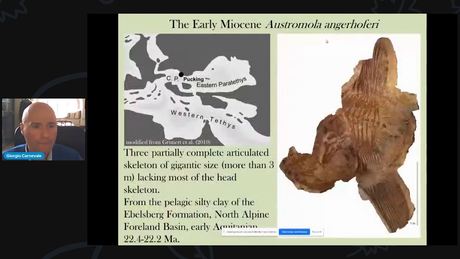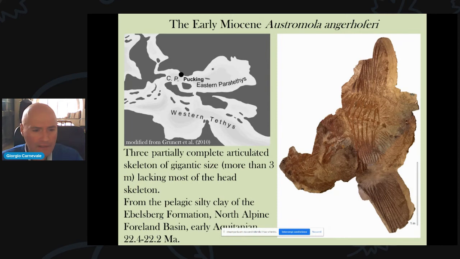this genus. One of the most interesting Miocene fossils of the family Molidae is Ostromola angerophere, discovered in Austria in the beginning of the 2000s near the city of Pugging in the pelagic silty clay of the Ebelsberg Formation, in early Aquitanian deposits, so really at the beginning of the Miocene. And this species is documented by three partially complete specimens of gigantic size, close to 3 meters in standard length, which is very unusual for fossil fishes. And they certainly represent some of the most interesting Cenozoic fossil fish known to date.